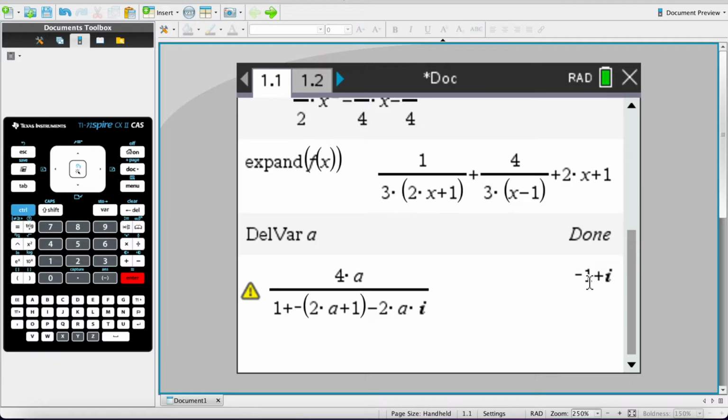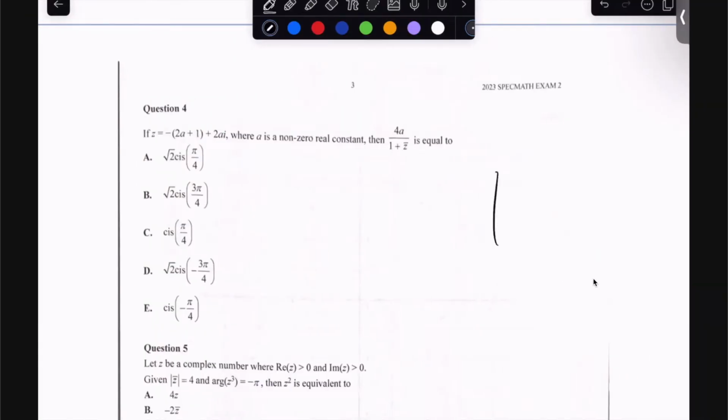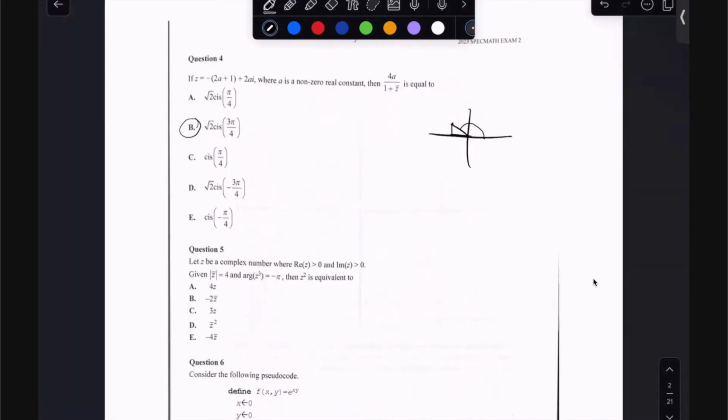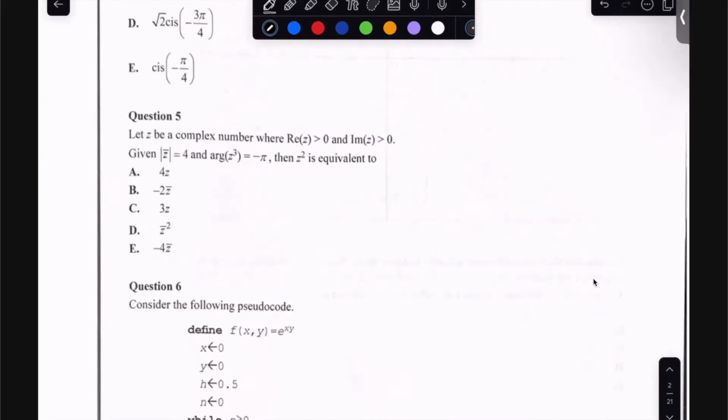So you can eliminate C and E. And -1 + i would be here. So that's going to be 3π/4, I think. So √2 cis 3π/4.